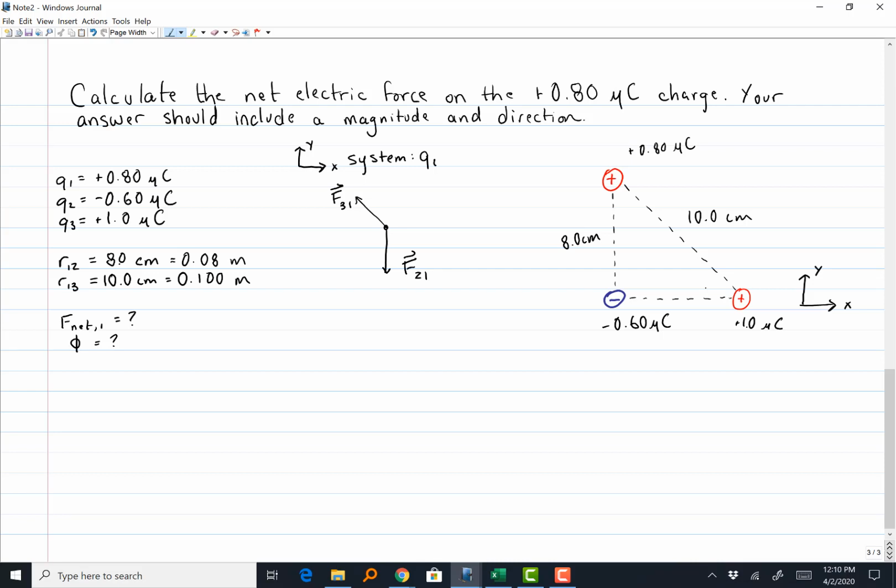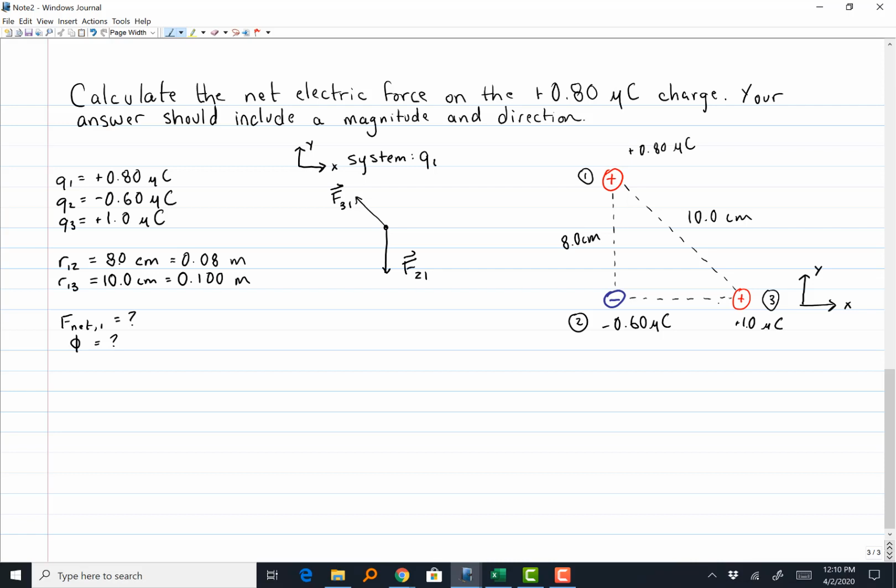I will note that I've informally given these charges designations of 1, 2, and 3, and we can see that over in my knowns. So this is charge 1, 2, and 3, just to help us keep track. And then I've also denoted the distances using that subscript as well. So R12 is the 8 centimeter distance between charges 1 and 2. R13 is the 10 centimeter distance between charges 1 and 3. All right.